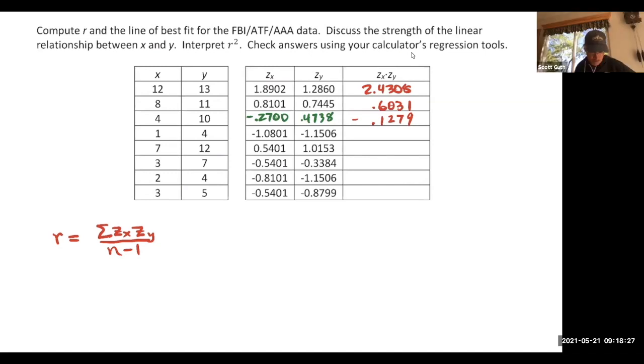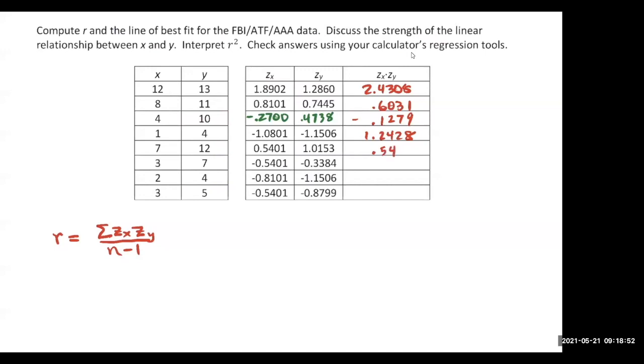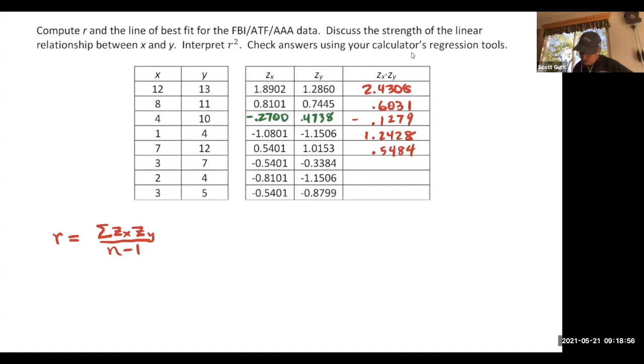1.0801, 1.1506. So times, I got 1.2427 or 28. 1.2. For the next one, I got 0.5484. Awesome. 0.1828 on the next one. I got 0.9321 on the next one.